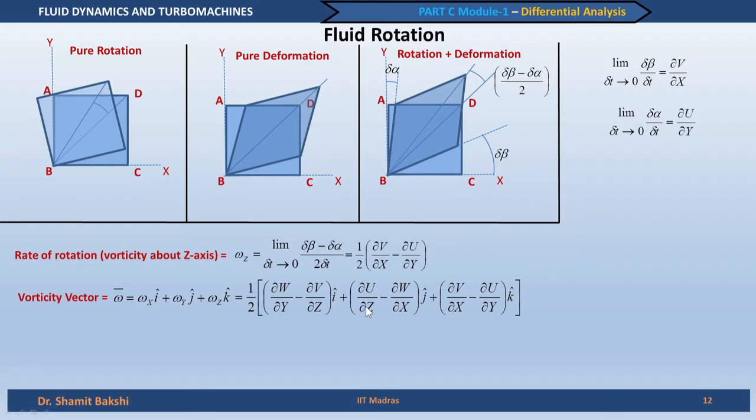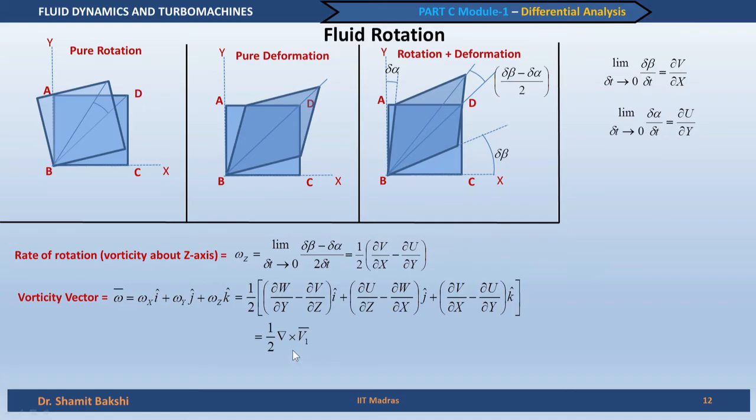For the y component, it is del u by del z minus del w by del x, and similarly for the x component. Now, if you look at this expression carefully, this is of course a vector quantity, and this can be written in a very simple form using our vector calculus. So, this can be simply written as half of del cross v 1 bar. Please remember, v 1 bar is the velocity vector which we have defined in the beginning of this chapter.